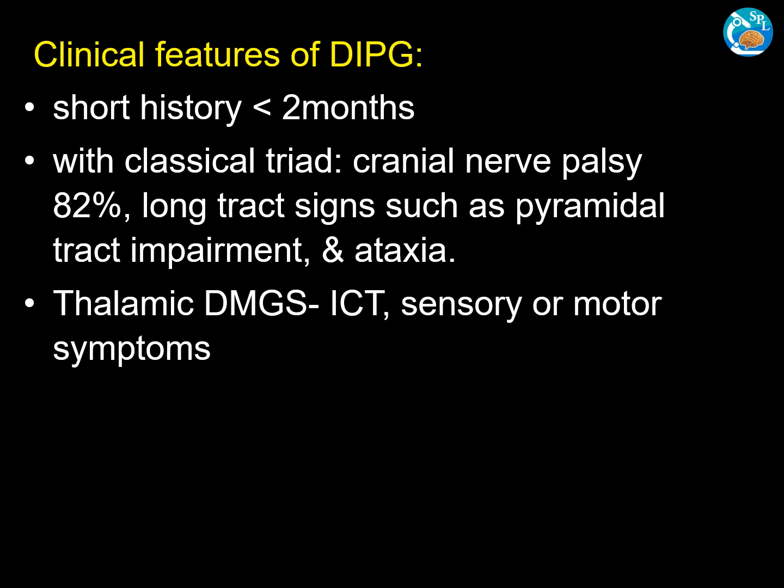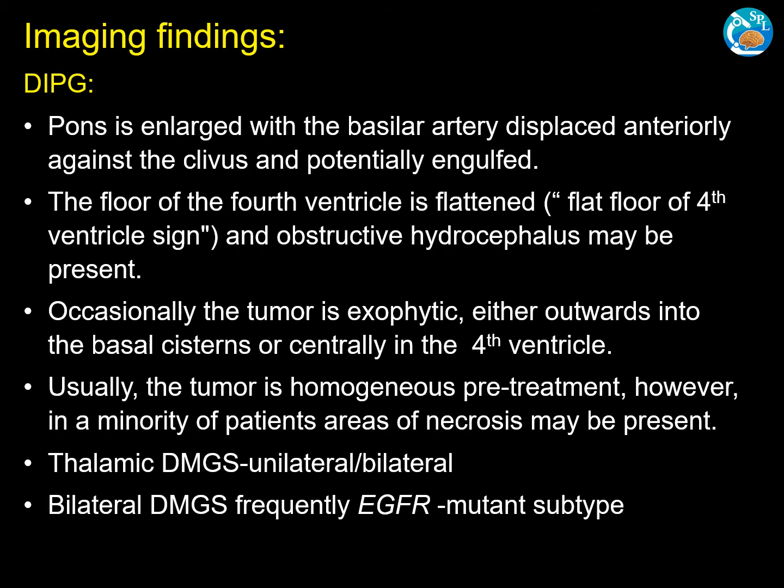Coming to clinical history, these tumors usually have a very short duration of less than 2 months, and the patients present with the clinical triad of cranial nerve palsies, long tract signs such as pyramidal tract impairment, and ataxia. The thalamic diffuse midline gliomas present with raised ICT and sensory or motor symptoms.